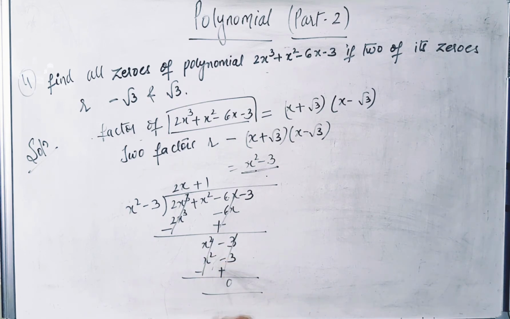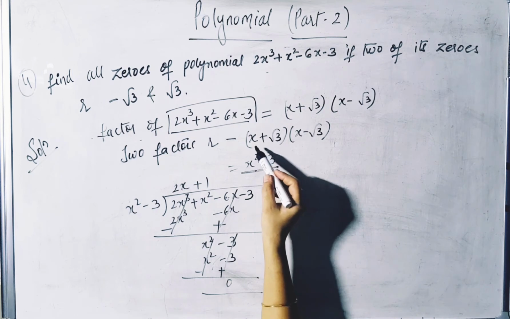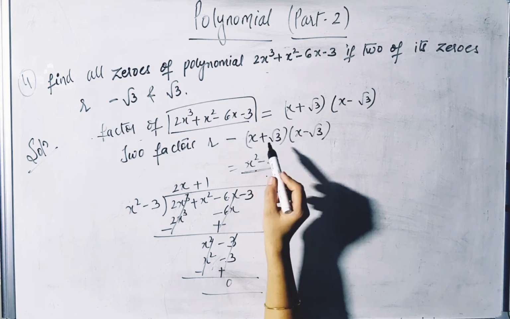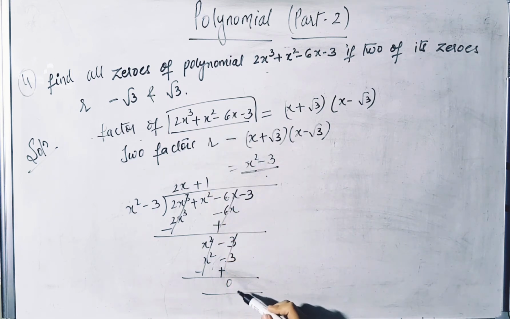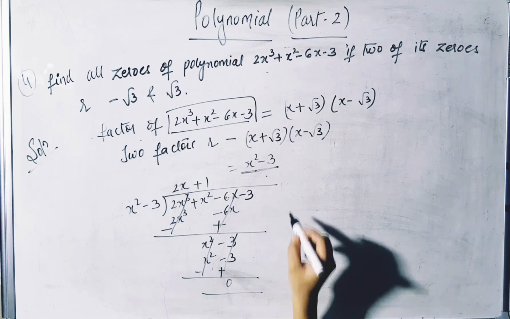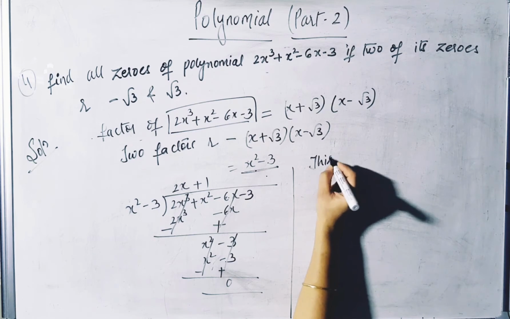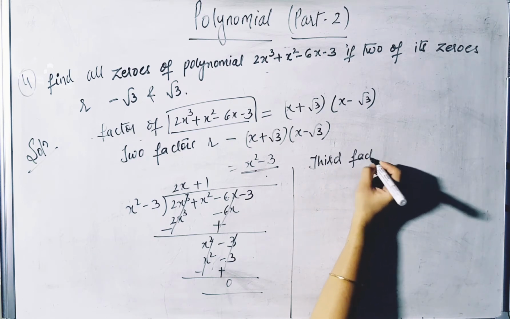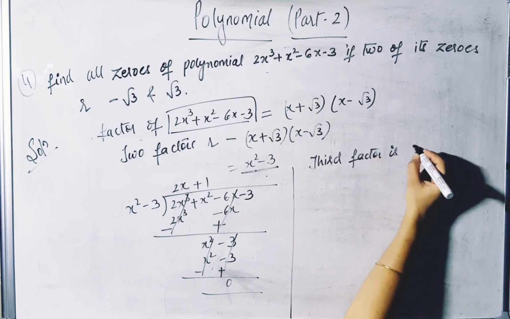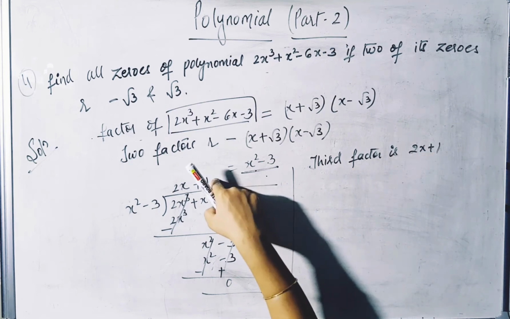We have seen in our 9th standard that if x plus root 3 is a factor of a given polynomial, the remainder comes to be always 0. So now the other factor, the third factor will be what? Third factor is 2x plus 1, that is the quotient.